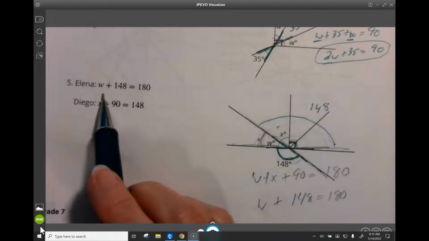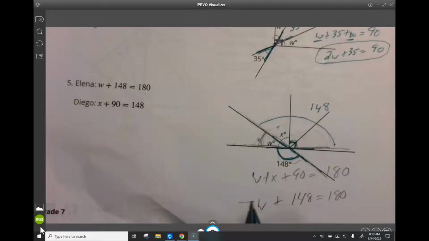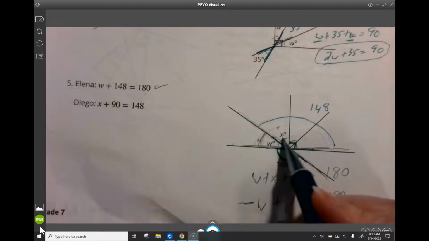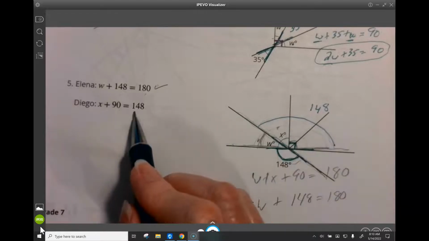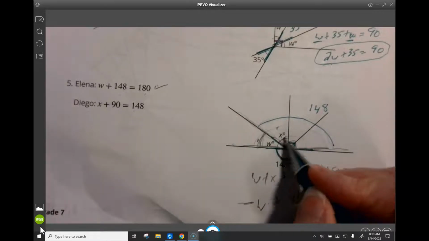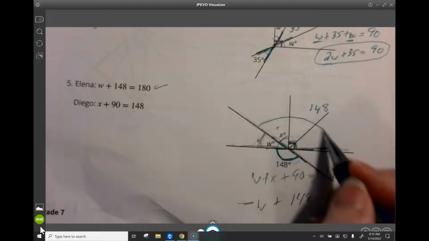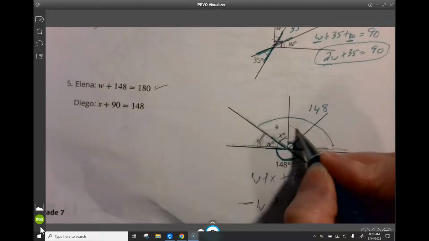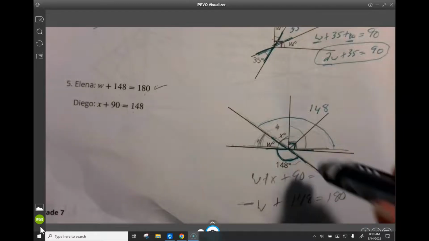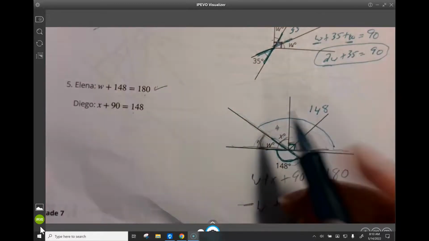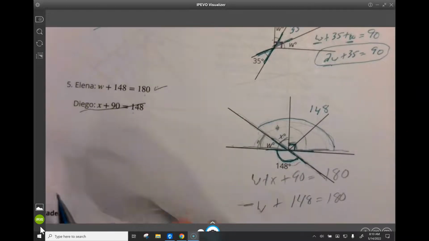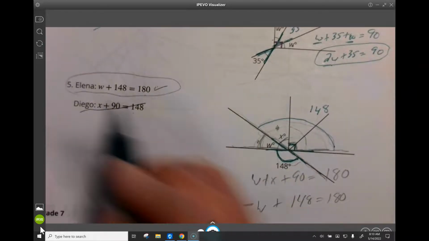So let's see who's right. w plus 148 equals 180. There's Elena. That's Elena. Yep, that one works. x plus 90 equals 148. Okay, I can actually say that because I take this angle plus this angle. No, wait, I can't say that because this whole thing is 148. Ah, Diego, I'm so sorry. I was trying to give you credit and you didn't deserve it. So, Elena wins again. Okay.